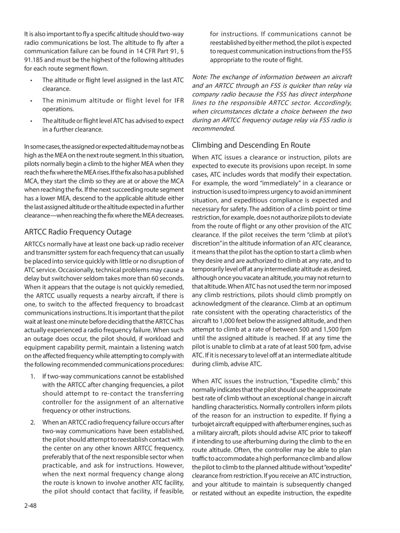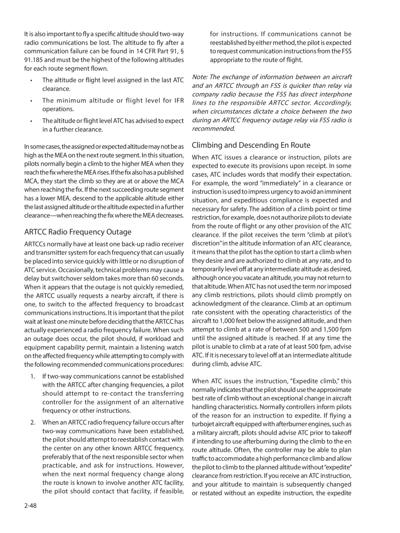The altitude to fly after a communication failure can be found in 14 CFR Part 91, Section 91.185, and must be the highest of the following altitudes for each route segment flown. The altitude or flight level assigned in the last ATC clearance. The minimum altitude or flight level for IFR operations. The altitude or flight level ATC has advised to expect in a further clearance.